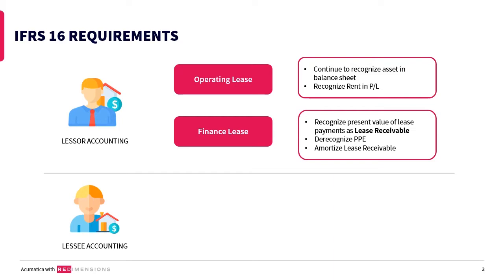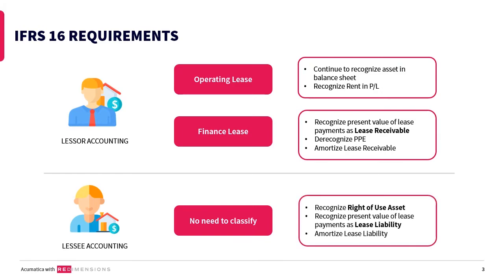For lessee accounting, under IFRS 16, they are no longer required to classify the lease. Instead, they have to recognize a lease liability, which is equal to the present value of future lease payments. At the same time, they also have to recognize a right-of-use asset, which, as the name suggests, is the lessee's right to use an asset over the lease term. This is equal to the lease liability plus any lease payments made before the commencement of the lease and any initial direct costs, less any lease incentives.